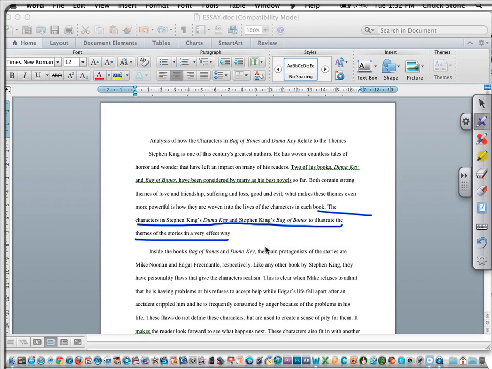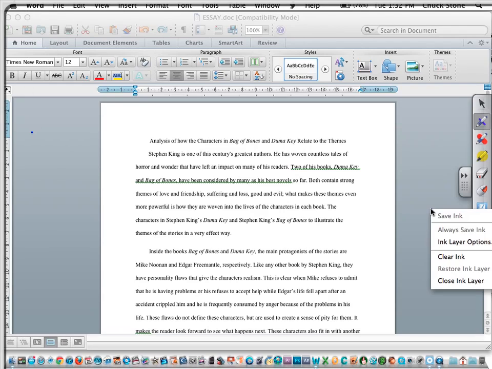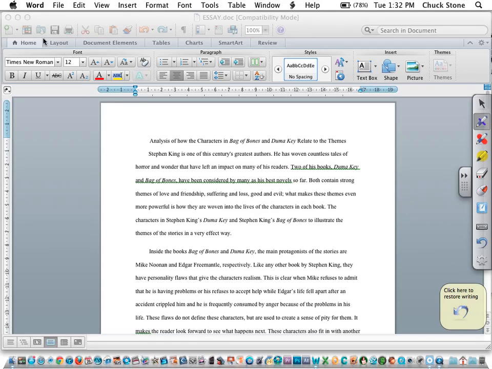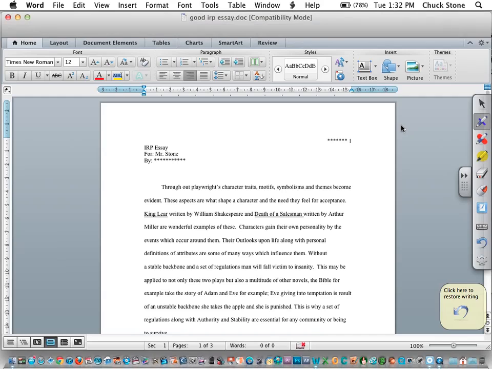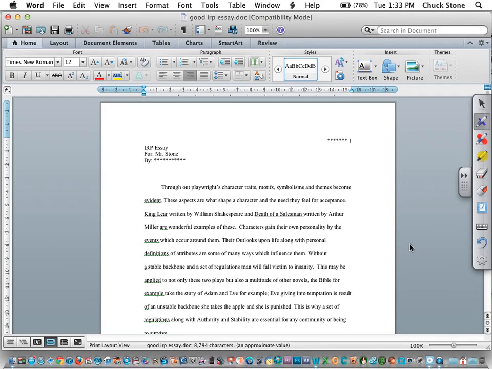Again, this is a very general thesis statement, and when I marked his paper years ago, I pointed it out to him that it really wasn't as specific as I was looking for. So let's close this ink layer and get back to another essay. The title of the file says a good IRP essay.